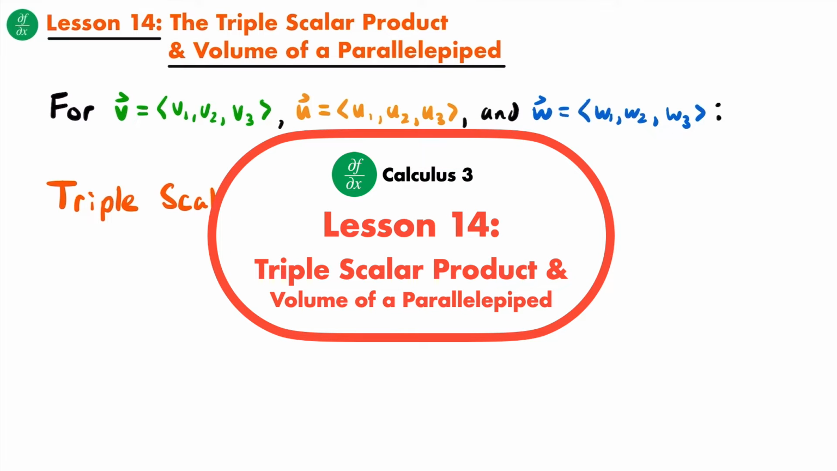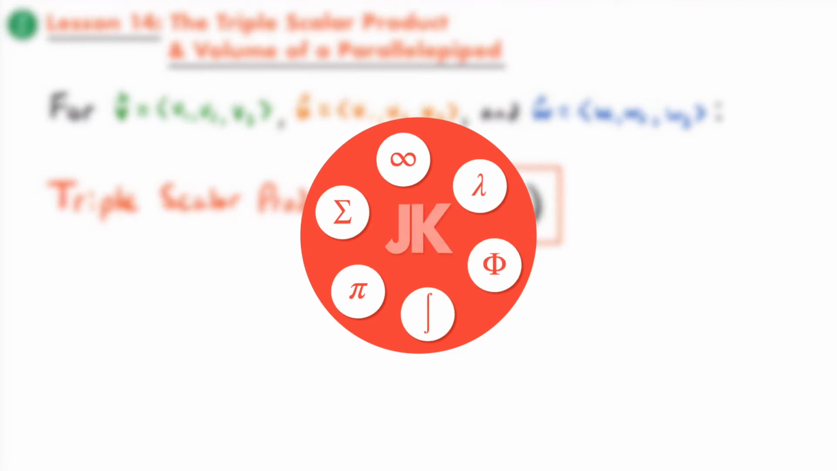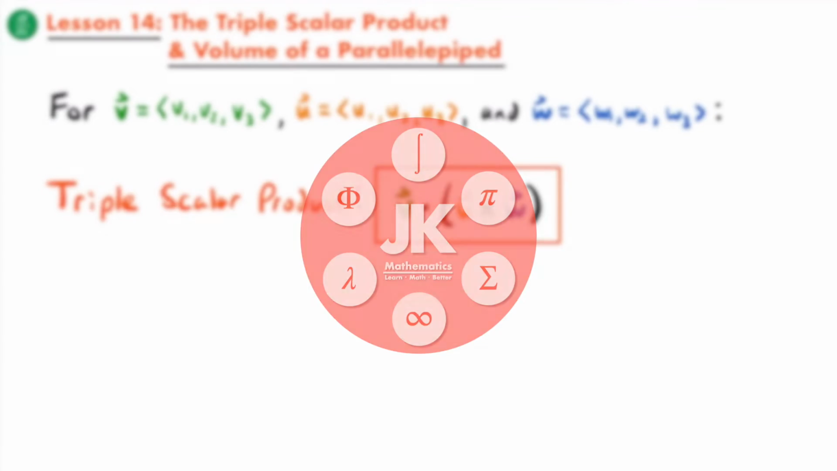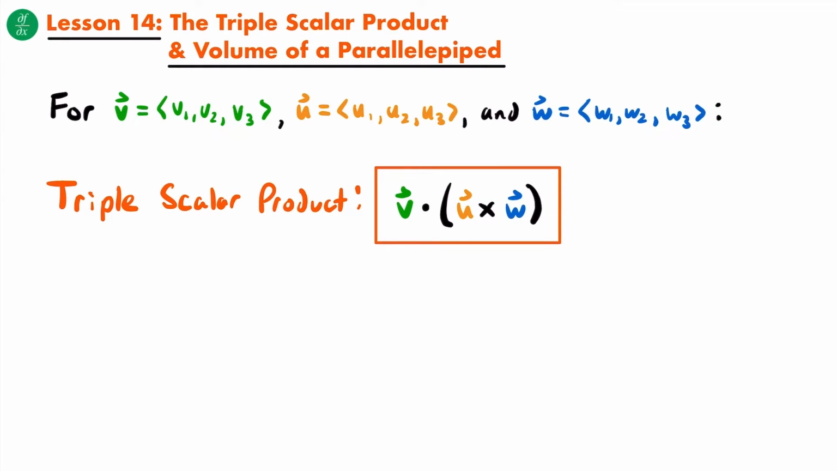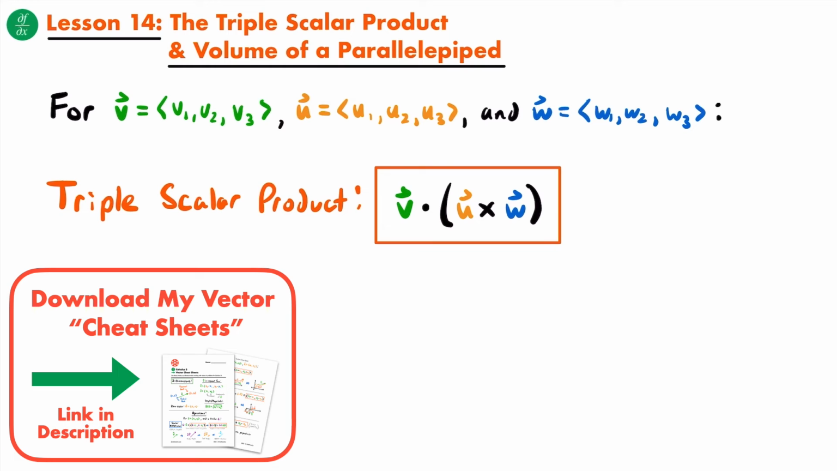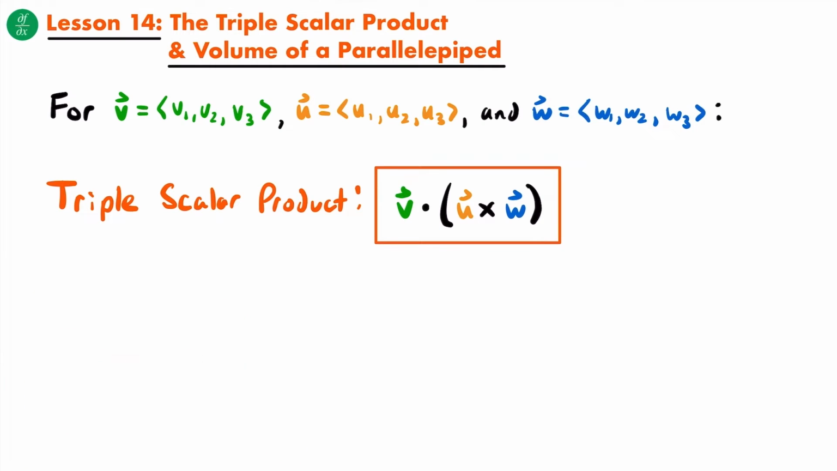Welcome back. Let's learn about the triple scalar product and parallelepipeds. In a previous lesson on the cross product, we briefly looked at something called the triple scalar product. We're going to look closer at this idea in this video. In particular, we're going to see how we can use it to calculate the volume of a certain 3D solid.